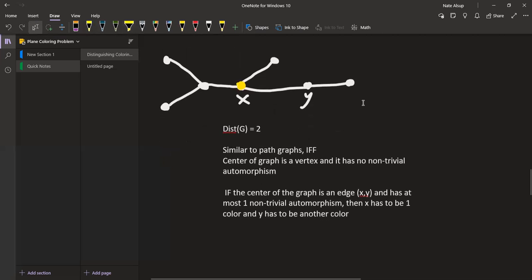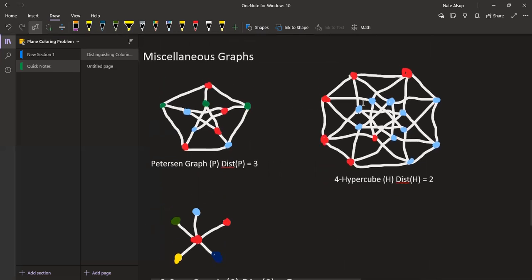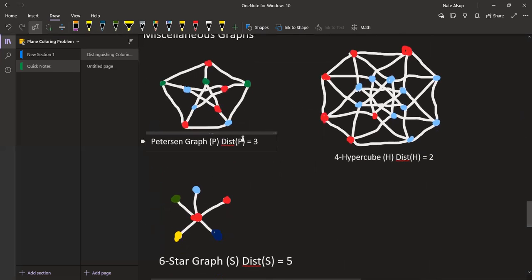Okay. And now I'm just going to go down to some miscellaneous graphs that we've seen in class, like something like this. And in the paper that I'm going to get to in the references, it explains deeply how this was discovered to be a distinguishing number of 3. And for the hypercube, I wasn't able to find references, but it showed it in Wikipedia. So I just used that as an example for miscellaneous graphs.